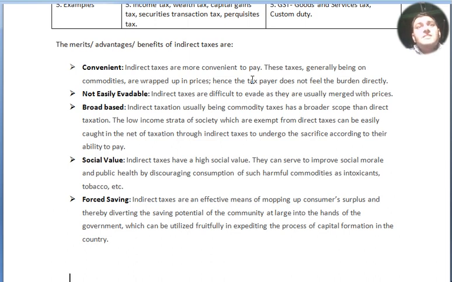Forced saving. Indirect taxes are an effective means of mopping up consumers' surplus and thereby diverting the saving potential of the community at large into the hands of the government, which can be utilized fruitfully in expanding or expediting the process of capital formation in the country. मतलब इंफ्रास्ट्रक्चर बड़ा करना.